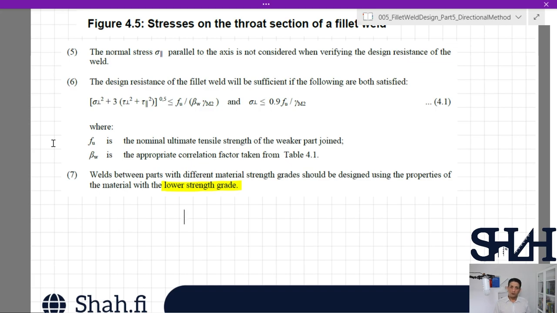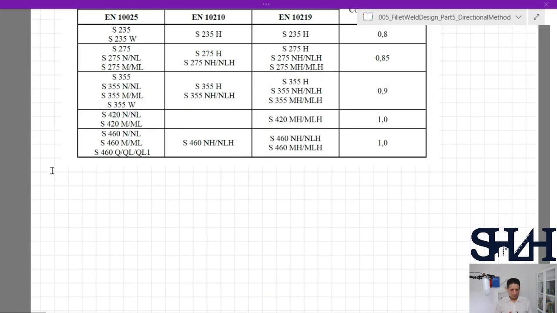Let's start to understand how this sigma and tau perpendicular need to be calculated. For dimensioning a weld according to the directional method given by this code, everything is done with the simple basics of strength of materials, sigma, tau, and other actions. And then we just need to understand how to determine the sigma and tau perpendicular to the throat thickness.